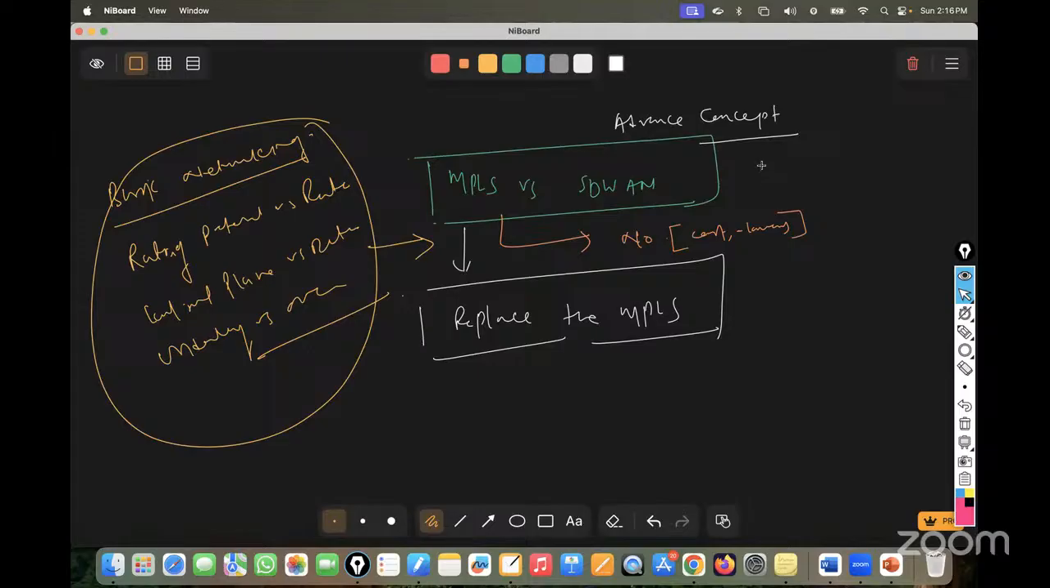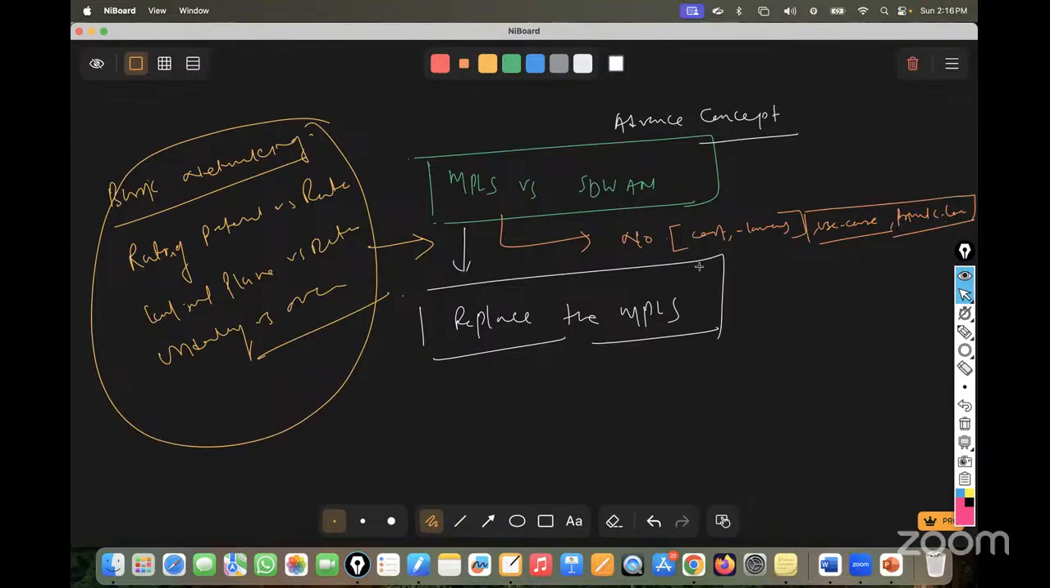It actually depends on the use case, because SD-WAN is basically about application visibility and traffic, and MPLS is based on a private lease line. So based on the business requirement, we have to use it. Both can remain in the market.